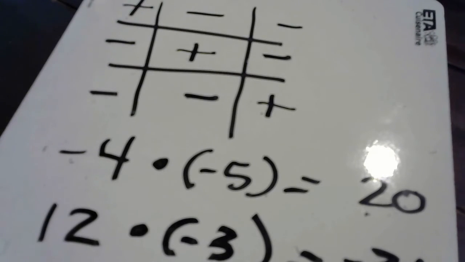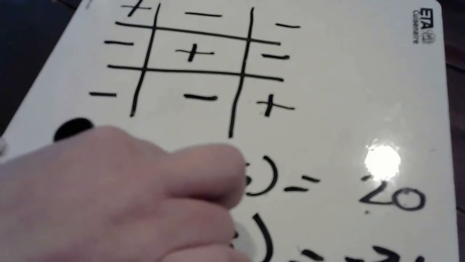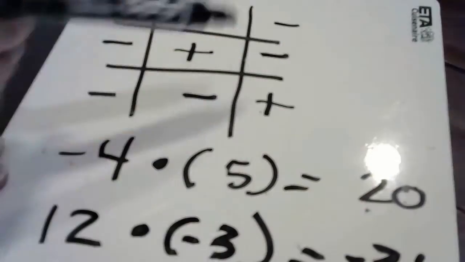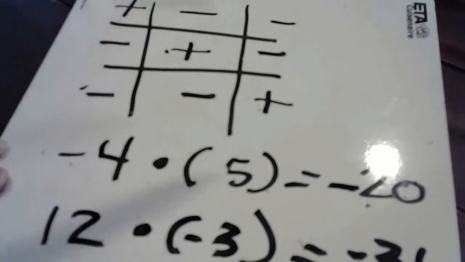Anyway, if you had, let's say it was negative 4 times positive 5, you could go right here. Negative 4 times positive 5 is going to be negative 20, okay? All right. So if you have questions on how to work this, pause the video, raise your hand.